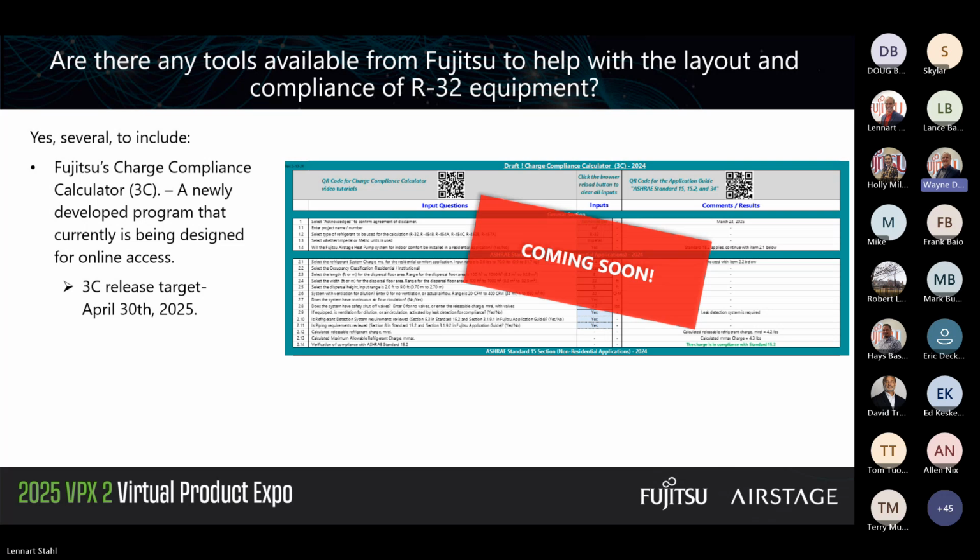It'll be coming in about a month or so, and it's under final development and testing right now. Basically it's a user interactive table that allows you to enter input fields such as your room lengths, your dispersal heights, and total refrigerant charge, and it will tell you, depending upon your input, whether or not you're compliant with whichever standard you select. So this is a great tool to have, and it has links to our documents as well. Next slide.